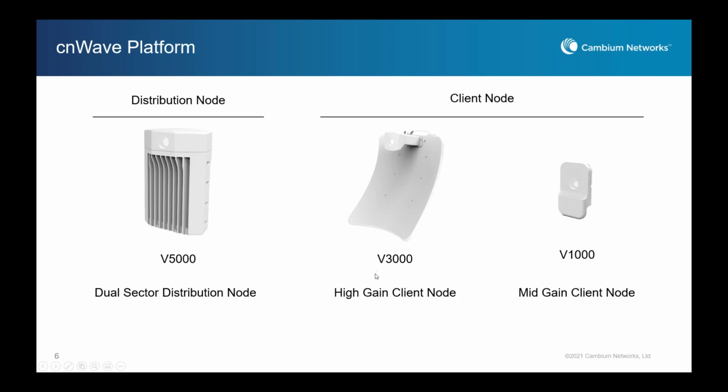Now those CNs can be either the V3000, which is our high gain client node, or the V1000, which is the mid gain client node. And that V1000 is about the size of your hand. It's a really small form factor. And the V3000 has that dish that's about the equivalent of a 2-foot dish, and that gives you quite a bit of additional range that you can cover. Now also these client nodes can be deployed as point-to-point links as well. So you can do a point-to-point from one V3000 to another V3000 and just simply deploy it as a nice high capacity Ethernet bridge.